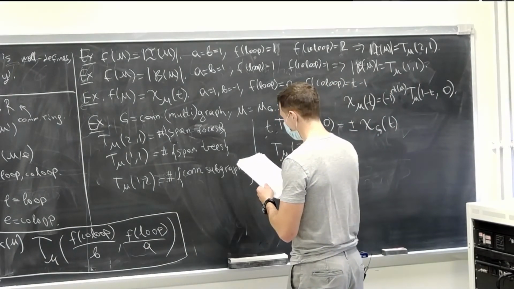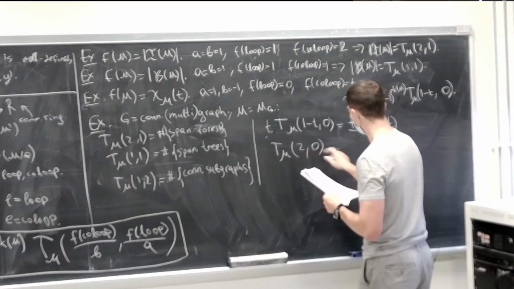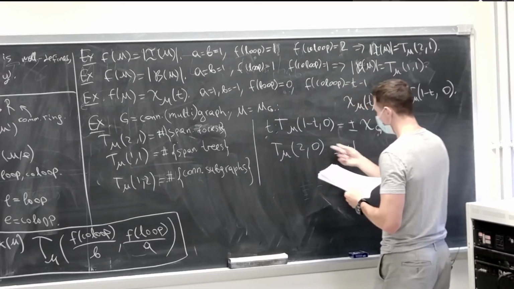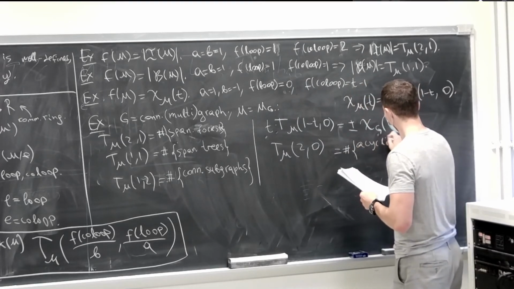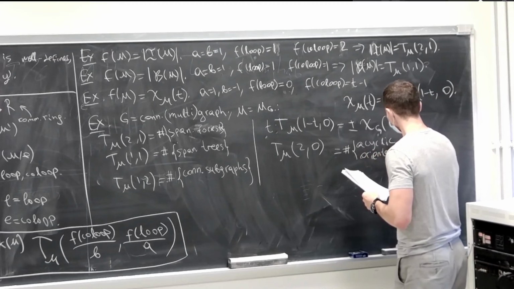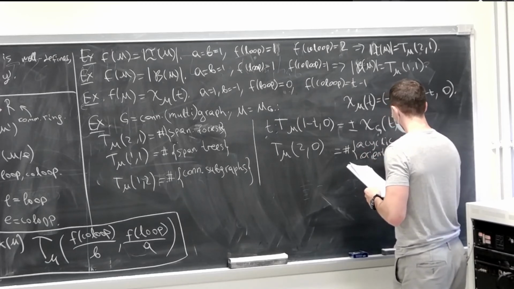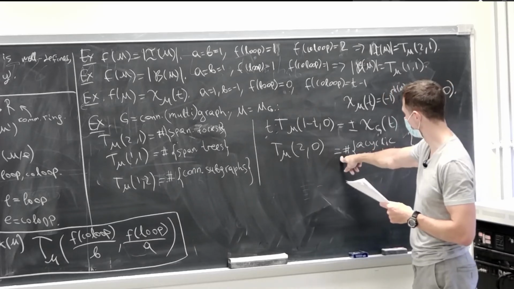And it just keeps going. If you go to Wikipedia, there are many more specializations. If you plug in (2, 0), and these are all meaningful combinatorially, you get the number of acyclic orientations of my graph G.